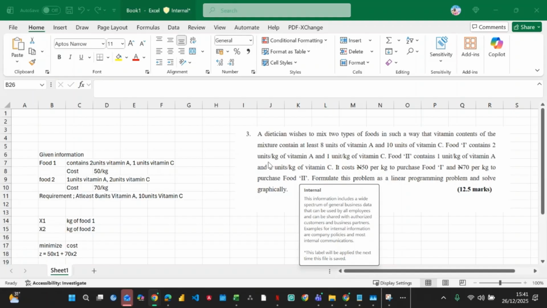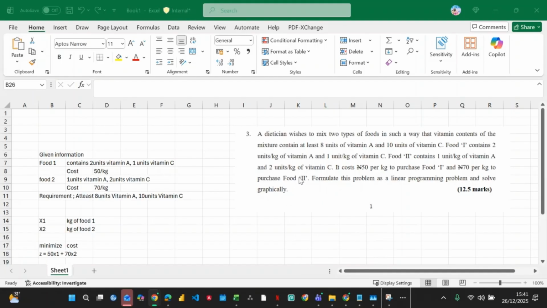Food one contains 2 units per kg of vitamin A and 1 unit per kg of vitamin C. Then we have another food, food two. This contains 1 unit per kg of vitamin A and 2 units per kg of vitamin C. Now the cost: it costs 50 naira per kg to purchase food one, and 70 naira per kg to purchase food two. Then the question is: formulate this problem as a linear programming problem and solve it.